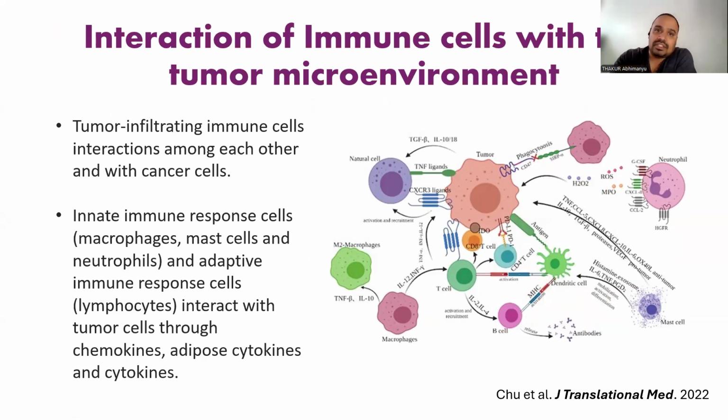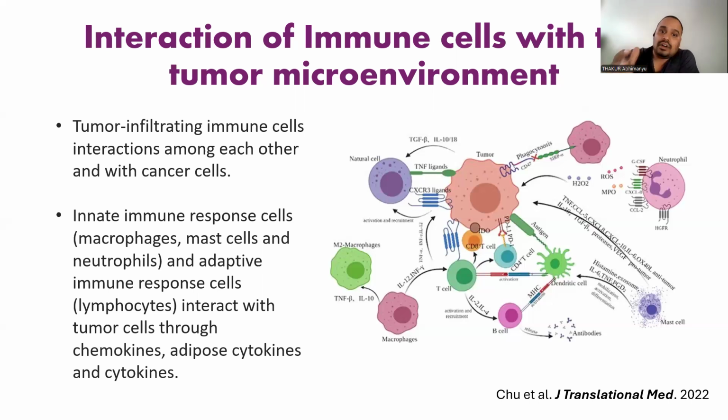For example, these immune cells interact with the tumor microenvironment, and this tumor microenvironment represents a complex ecosystem characterized by the interaction between the diverse immune cell population and the cancer cells, also known as neoplastic cells. Within this extracellular space, the innate immune cells such as macrophages, mast cells, and neutrophils engage in dynamic crosstalk with the adaptive immune cells, primarily the lymphocytes. And these cellular interactions are mediated through an elaborate network of signaling molecules, including chemokines and cytokines, as you can see here, they are releasing.